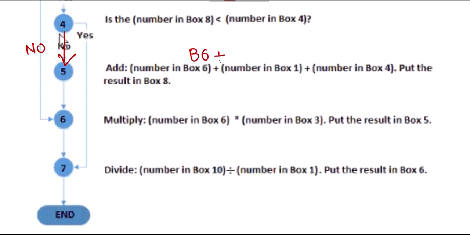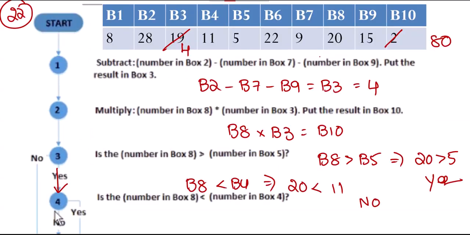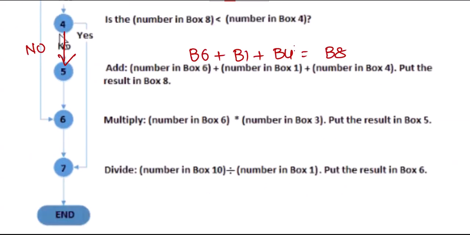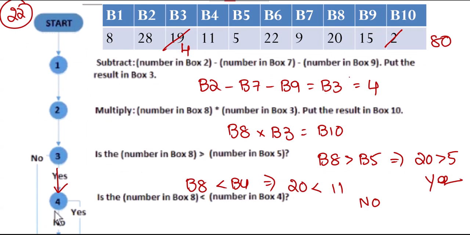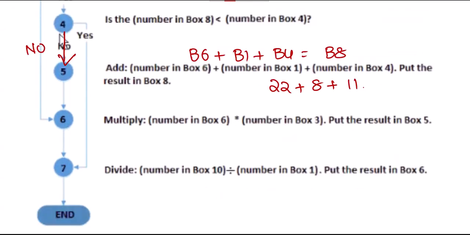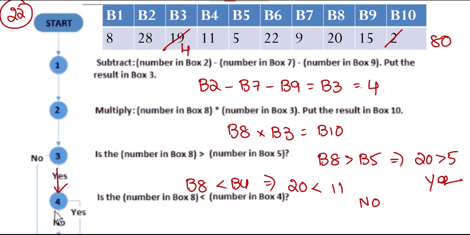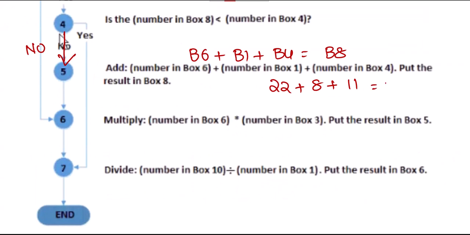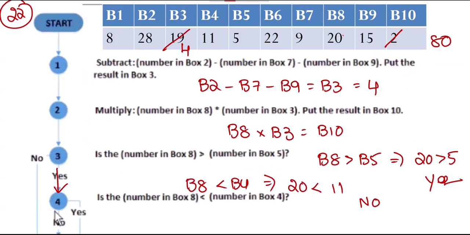What is the next step? Box 6, box 1, box 4. Put that entire sum into box 8. Box 6 is 22. Box 1 is 8. By this time we got 30. Box 4 is 11, it's not updated. So 8, 11, and 22 is 41. So it's updated to box 8. Box 8 was 20, now it is changed to 41.